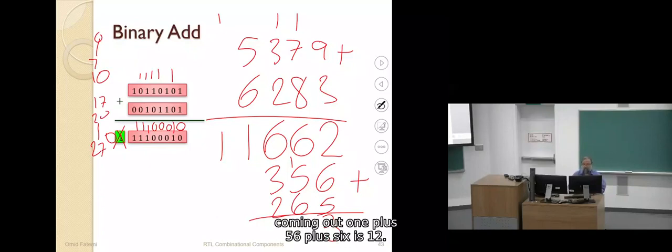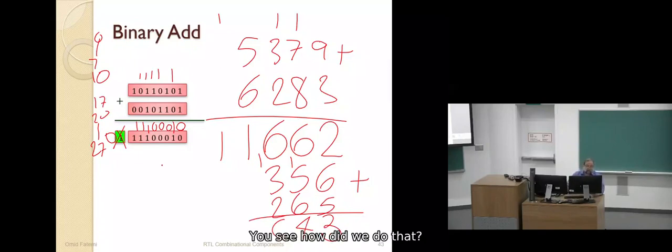So 1 coming out. 1 plus 5 is 6, plus 6 is 12 in decimal. In octal, it would be 1, 4. 1 plus 3 is 4, plus 2 is 6. So the result would be 6, 4, 3. Okay? So in any base, you can do that. Even binary is the simplest way because we have only two numbers, 0 and 1. In decimal, we have 10 digits. In octal, we have 8 digits.